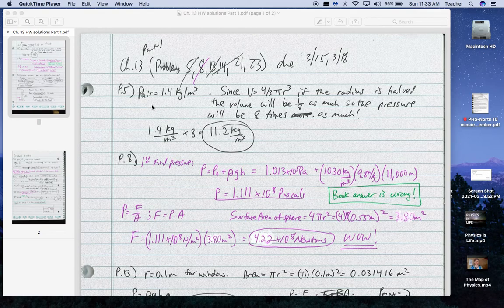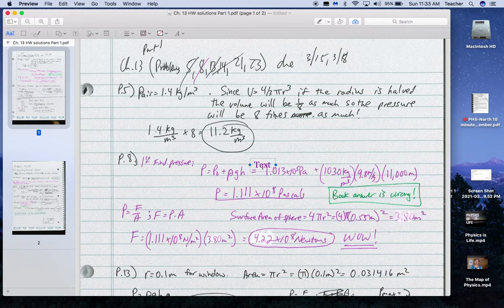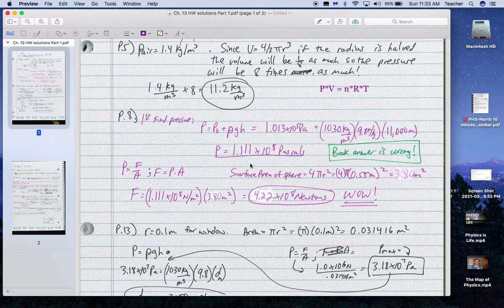Well, if the radius is halved, and the volume of a sphere is 4/3 pi r cubed, which is somewhere on your formula sheet, then half the radius will be 1/8 the volume. And going back to the ideal gas law, which is PV = nRT, N and R are constants, T is absolute temperature in Kelvin. If the volume is 1/8 as much, then the pressure needs to be 8 times as much. So I just multiply that by 8.